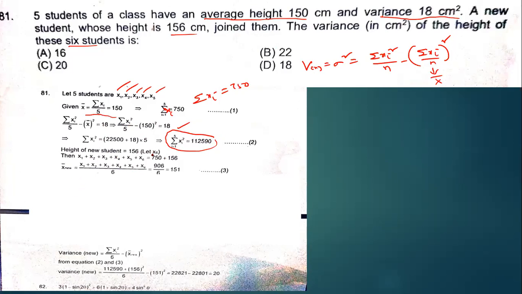So another student is there, x6. Then what is the height of the new student? 156. So add them and find the new average. 151 is coming. Now this is the formula. New variance is equal to sigma xi square by 6 minus the average of the new 6 members. Simplify. How much is coming? You can see, this is the answer.